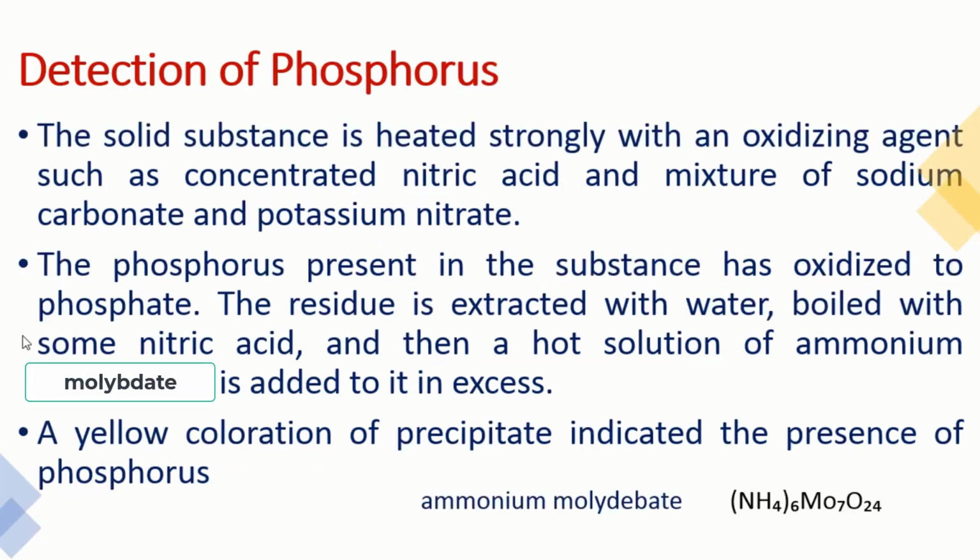Then we come to phosphorus. For phosphorus, the solid substance is heated with oxidizing agents, which cause oxidation, such as concentrated nitric acid, or a mixture of sodium carbonate and potassium nitrate. Their function is to oxidize the phosphorus to phosphate. Then it is treated with water and acid, and we add a hot solution of ammonium molybdate. We get a yellow coloration, and this yellow precipitate shows the presence of phosphorus.